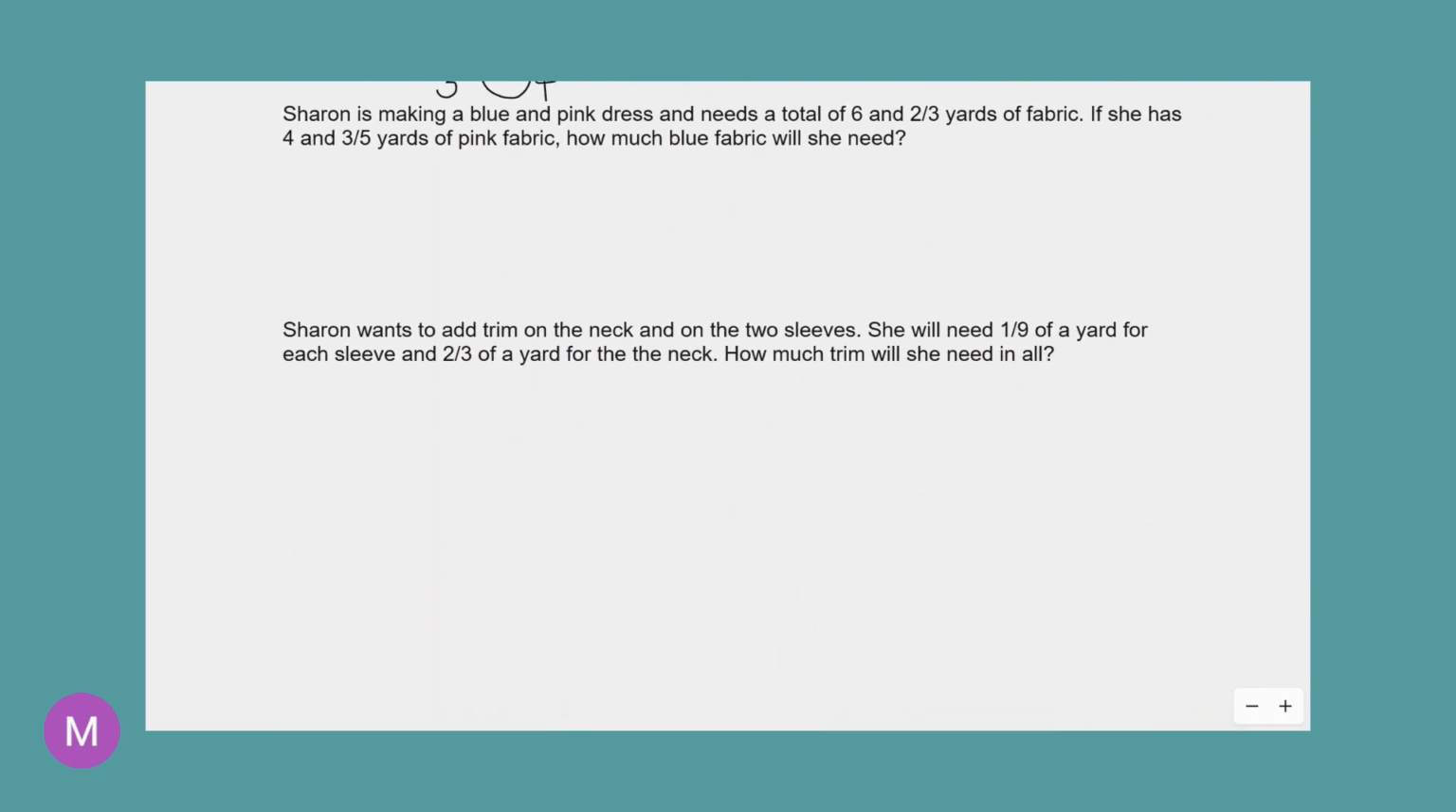Sharon is making a blue and pink dress and needs a total of 6 2/3 yards of fabric. So here's our first number, 6 2/3.